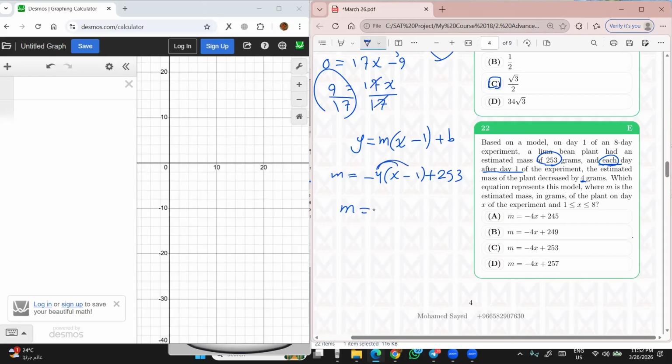So m is equal to -4. We distribute it. -4 times x is -4x. And -4 times -1 is +4. And then we write plus 253. These two terms should be combined because they are numbers. So m is equal to -4x. And 4 plus 253 is 257, which gives the option letter D.